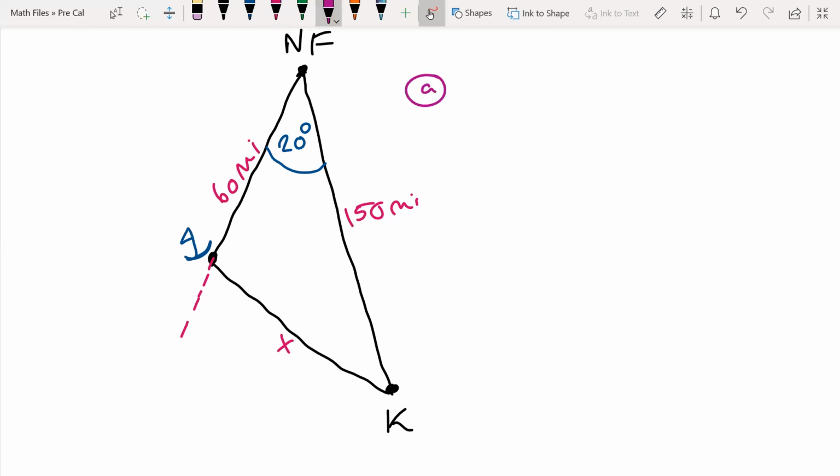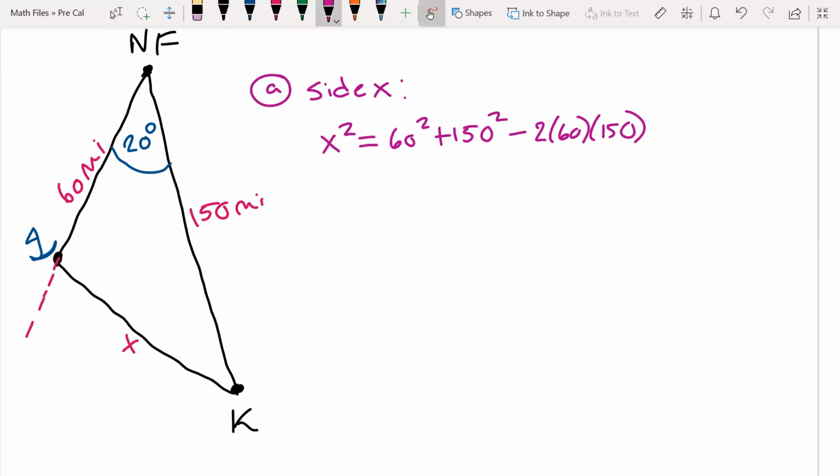All right. So for A, we need to find side X. So we know two sides and an angle. So we know side, angle, side. So this means that if we manipulated our formula in terms of X, it's going to be X squared equals our two sides squared, 60 squared plus 150 squared minus 2 times 60 times 150 times the cosine of 20 degrees. All right. We good with that?